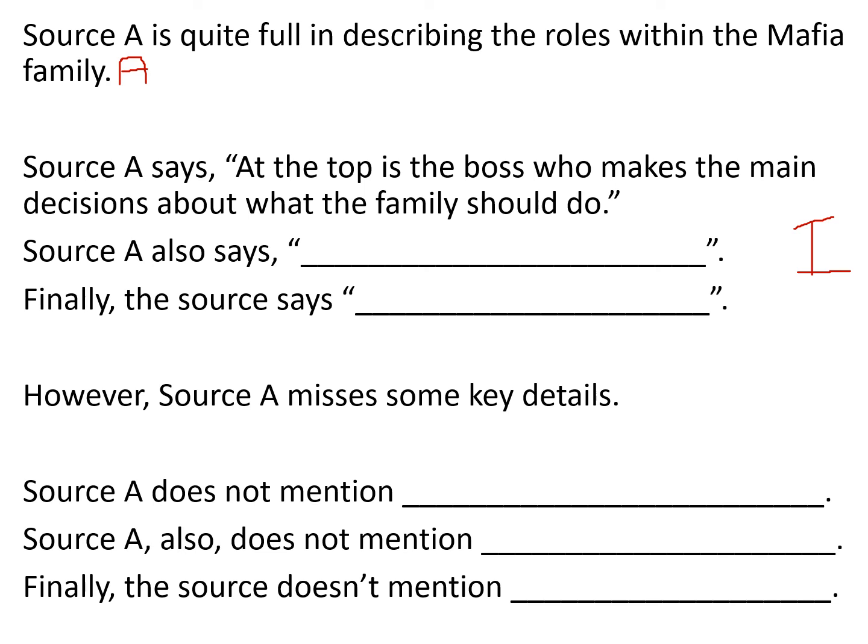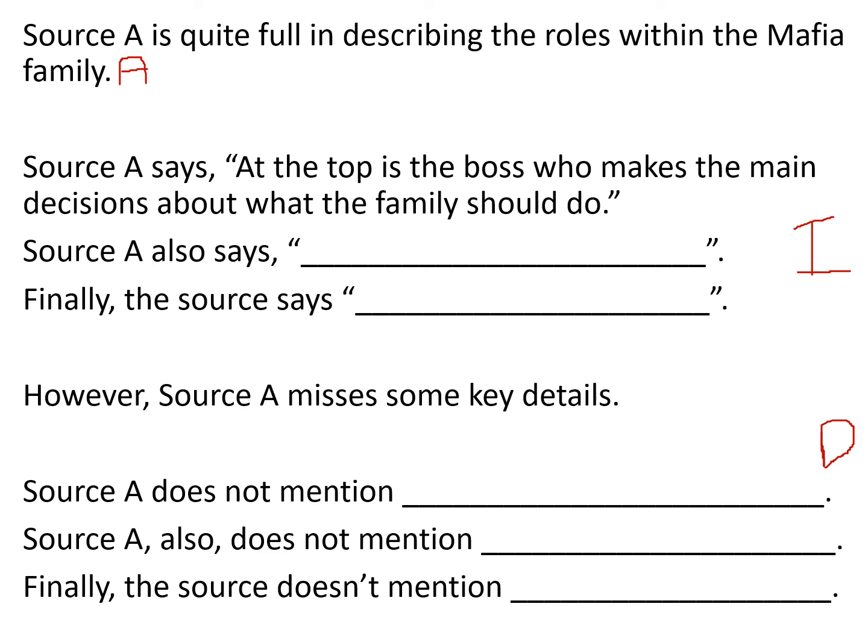However, source A misses some key details, and then you're going to tell me 3 things that the source doesn't say that you know from your research or from your diagram on the Mafia family that we could add in. If you can add examples from any other lesson, you could say, for example, Lucky Luciano, that's fine, or Al Capone, that's absolutely fine as well. Add in any 3 things that it doesn't say. Don't just say the source doesn't say anything about the capos, and then not say anything yourself. You need to tell me something. So it doesn't say anything about the capos, who were more respected than the soldiers and were almost like captains within the family, something like that.